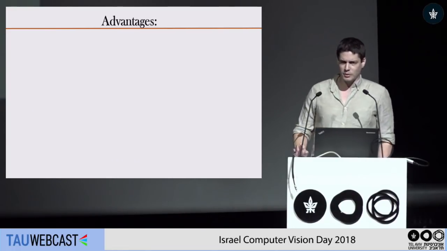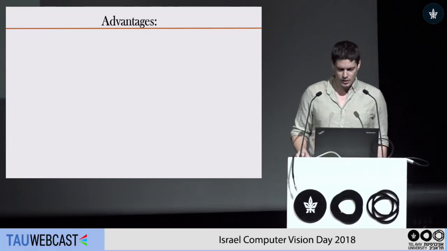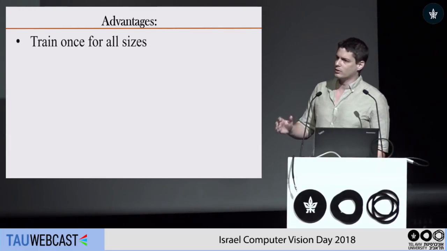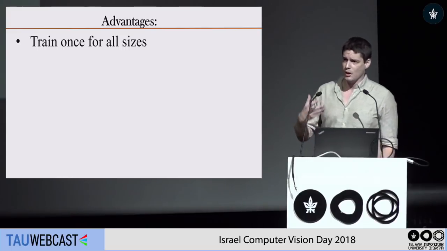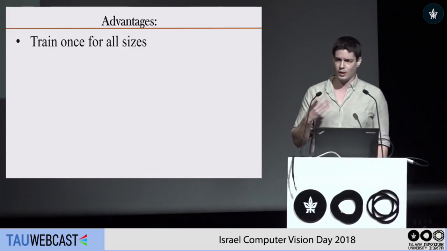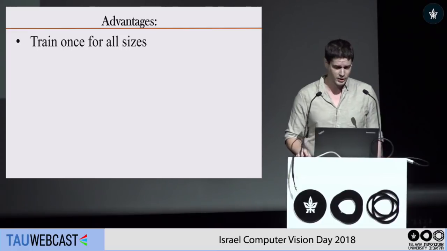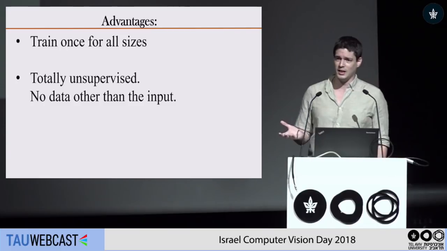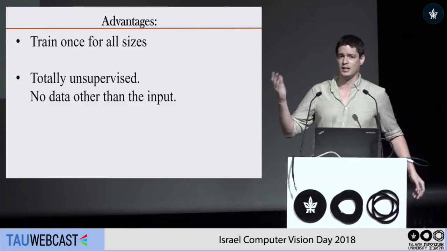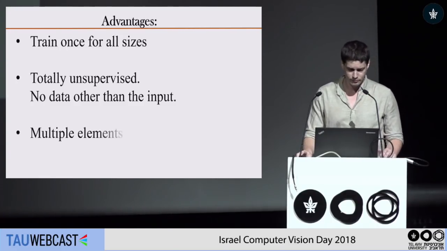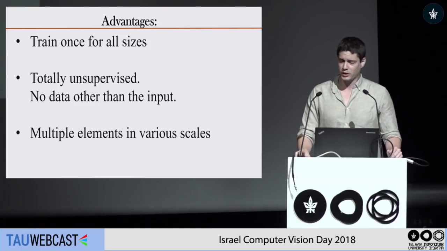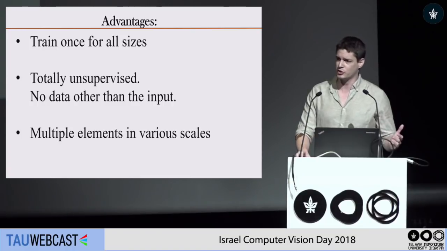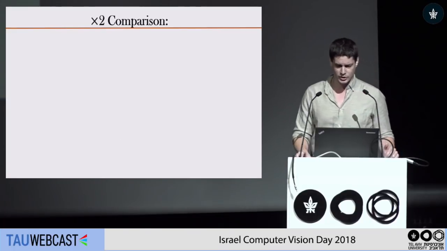So there are really some nice advantages to this method. The first one would be that we only have to train it once on a single image, but then we're able to produce all the retargeting we want in real time. And second, this is totally unsupervised, and we don't need any data. The only data we're using is the input image itself. And we can handle multiple elements in various scales, and this refers to multiple textures too, and it is in general very flexible and very suitable for natural images.